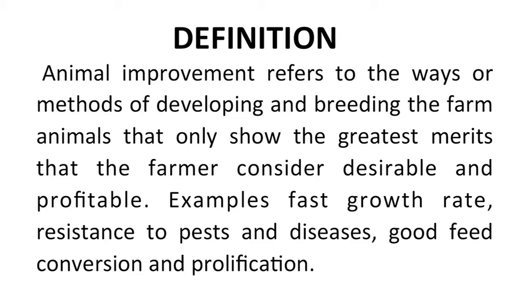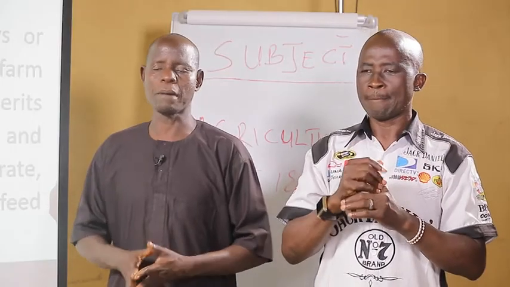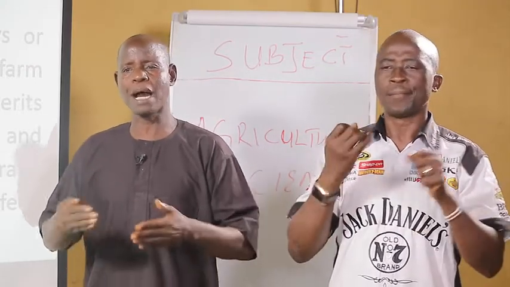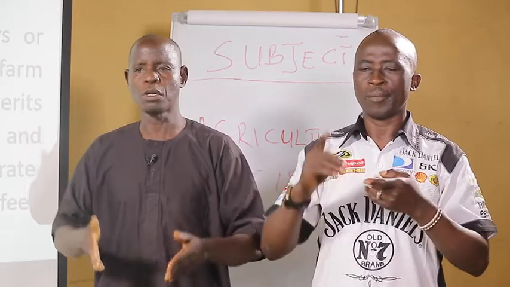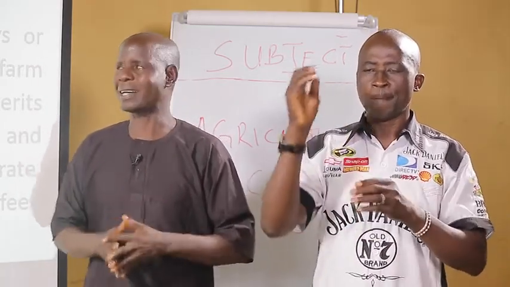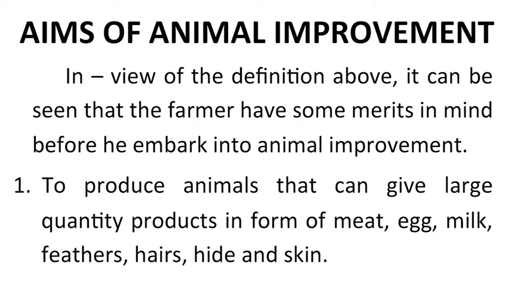Animal improvement refers to the ways or methods of developing and breeding the farm animals that only show the greatest merit that the farmer considers desirable and profitable. Examples of this merit which the farmer considers profitable are fast growth rate, resistance to disease and pests, good feed conversion, and prolification. And what do we mean by prolification? Ability of a female animal to give birth to more than 2 young ones or many young ones at a time.